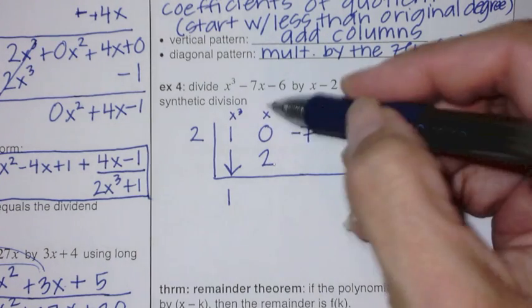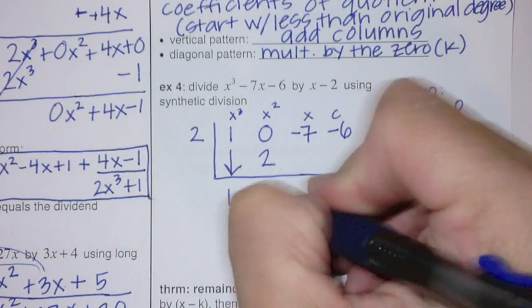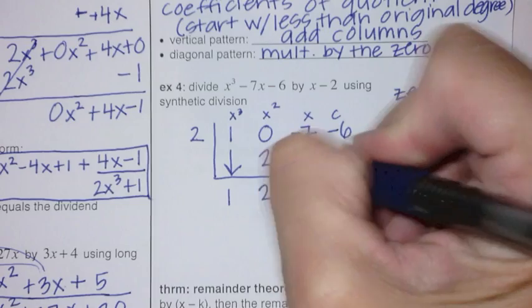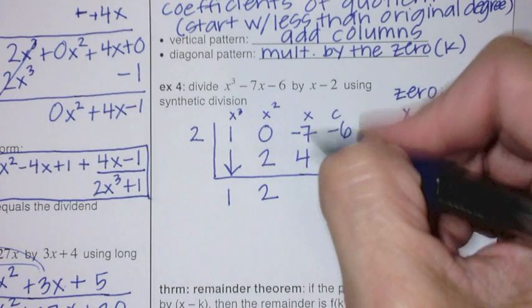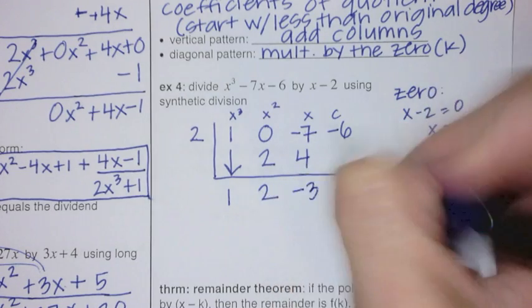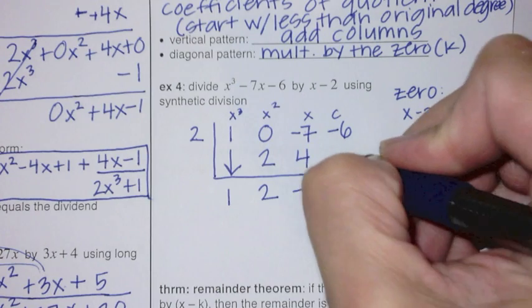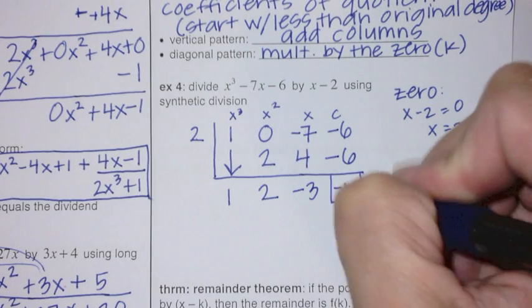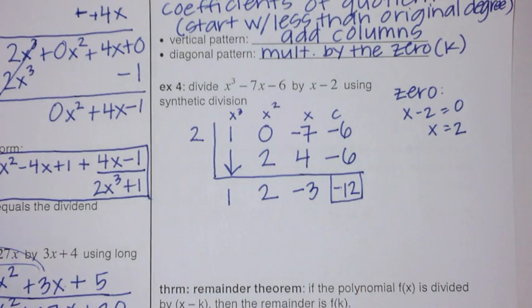We add the columns together. 0 plus 2 is 2. 2 times 2 is 4. So that's going to add negative 7 and 4, which gives me negative 3. And 2 times negative 3 is negative 6. Be careful with that. So my remainder is actually negative 12.